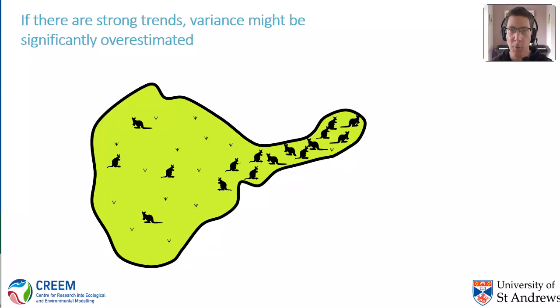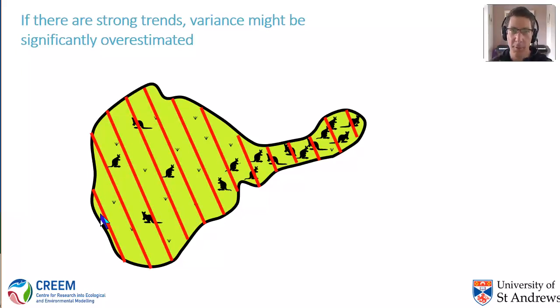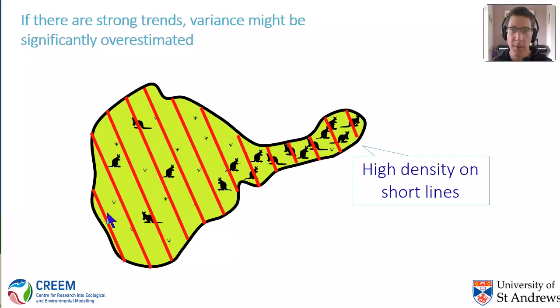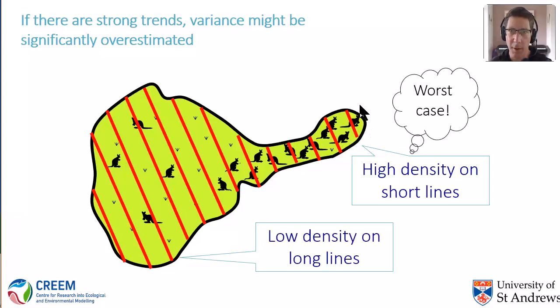And so this is a kind of worst case scenario here, where I have strong trends both in line length and in animal density. I have high density of animals on short lines and low density of animals on long lines.